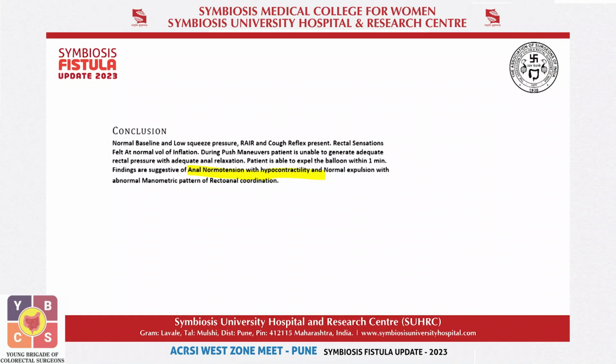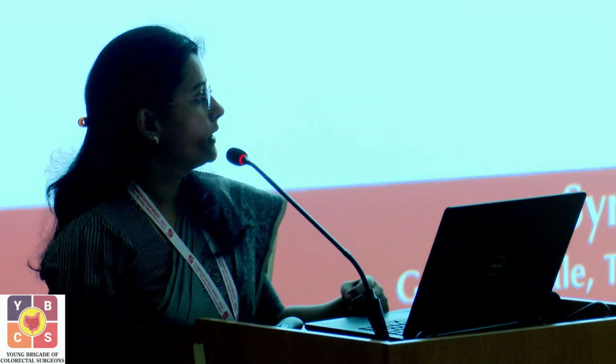So the conclusion here is that her resting tone was normal, meaning she was having anal normotension, but her contractility was poor, meaning her internal anal sphincter was normal, but the external anal sphincter was compromised. And as her external anal sphincter was compromised, she was overusing the glutes, leading to pain in the pelvic area. So that was her main cause. We gave her 6 to 7 cycles of biofeedback to improve the strength of the external anal sphincter, and she was nicely relieved of this pelvic pain syndrome.